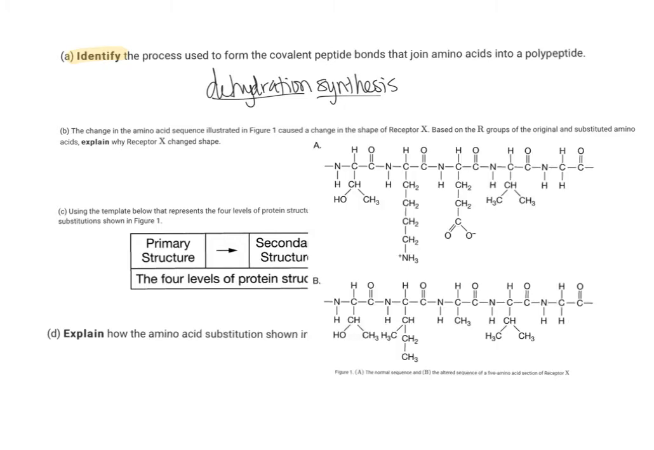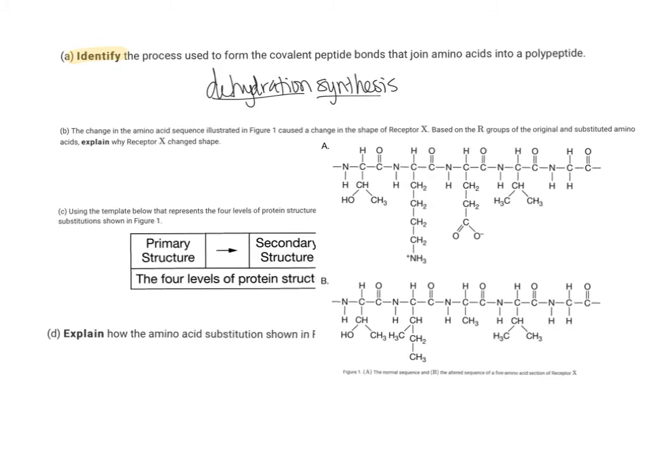Okay, so I copied in those amino acids again right here. Remember that it was amino acid 2 and amino acid 3 that had changed. So let's look at the properties of the R groups of these two amino acids. For the normal, notice that this R group has a positive charge. It's got a positive charge right there on the NH3.